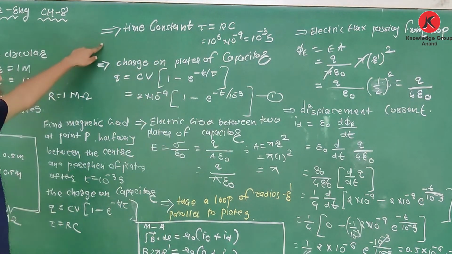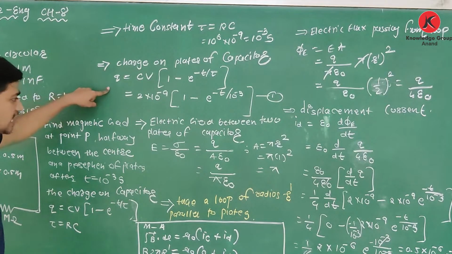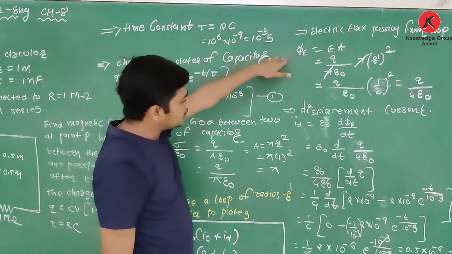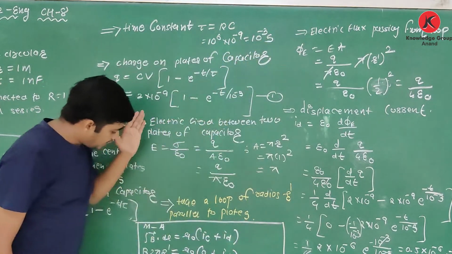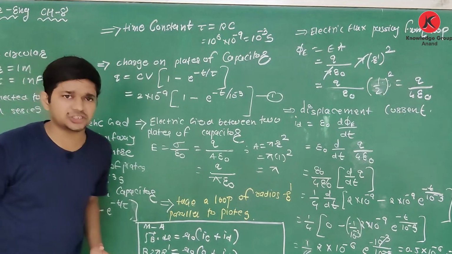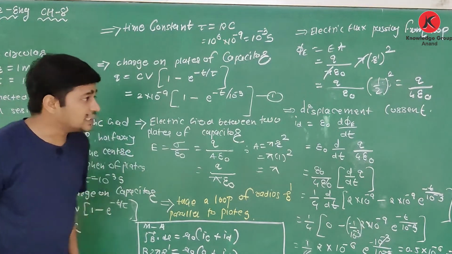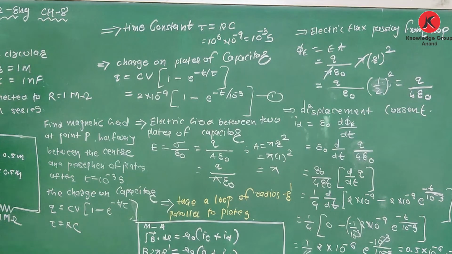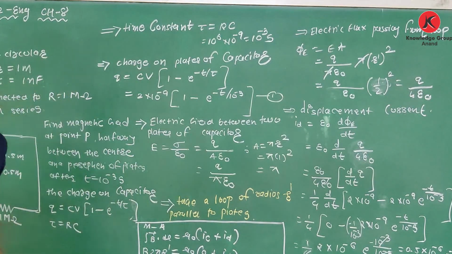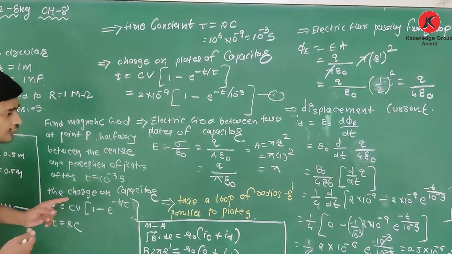First of all, you have to find the time constant, then find charge, then find electric field, then assume one loop, then find flux, then find displacement current, then use Ampere's circuital law with Maxwell's correction. Clear about this? It is one lengthy question that you have to remember. It is the only lengthy question from this chapter. Clear about this? Write down.